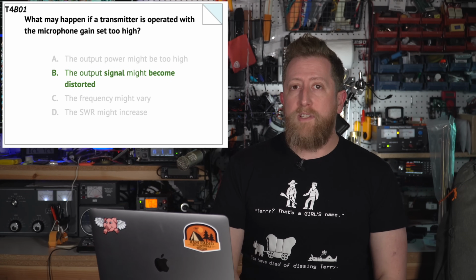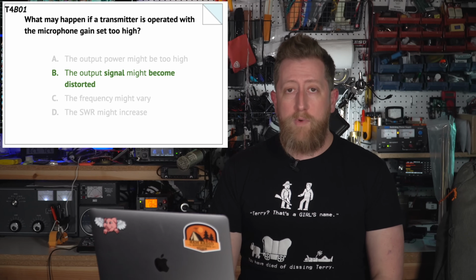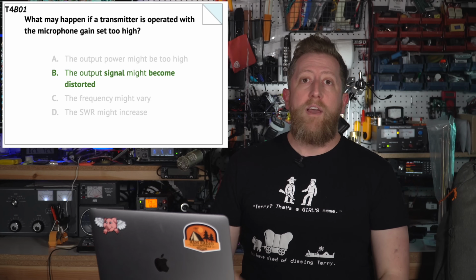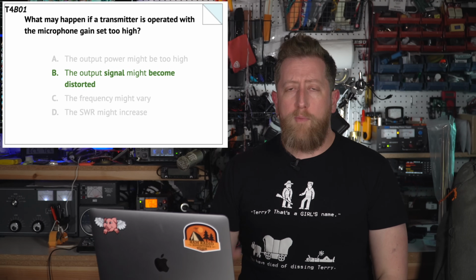A good way of hearing yourself is if you have a monitor function on your radio. If you turn on the monitor function, start talking into some headphones, you will hear yourself sound garbled and you'll need to back off the gain.